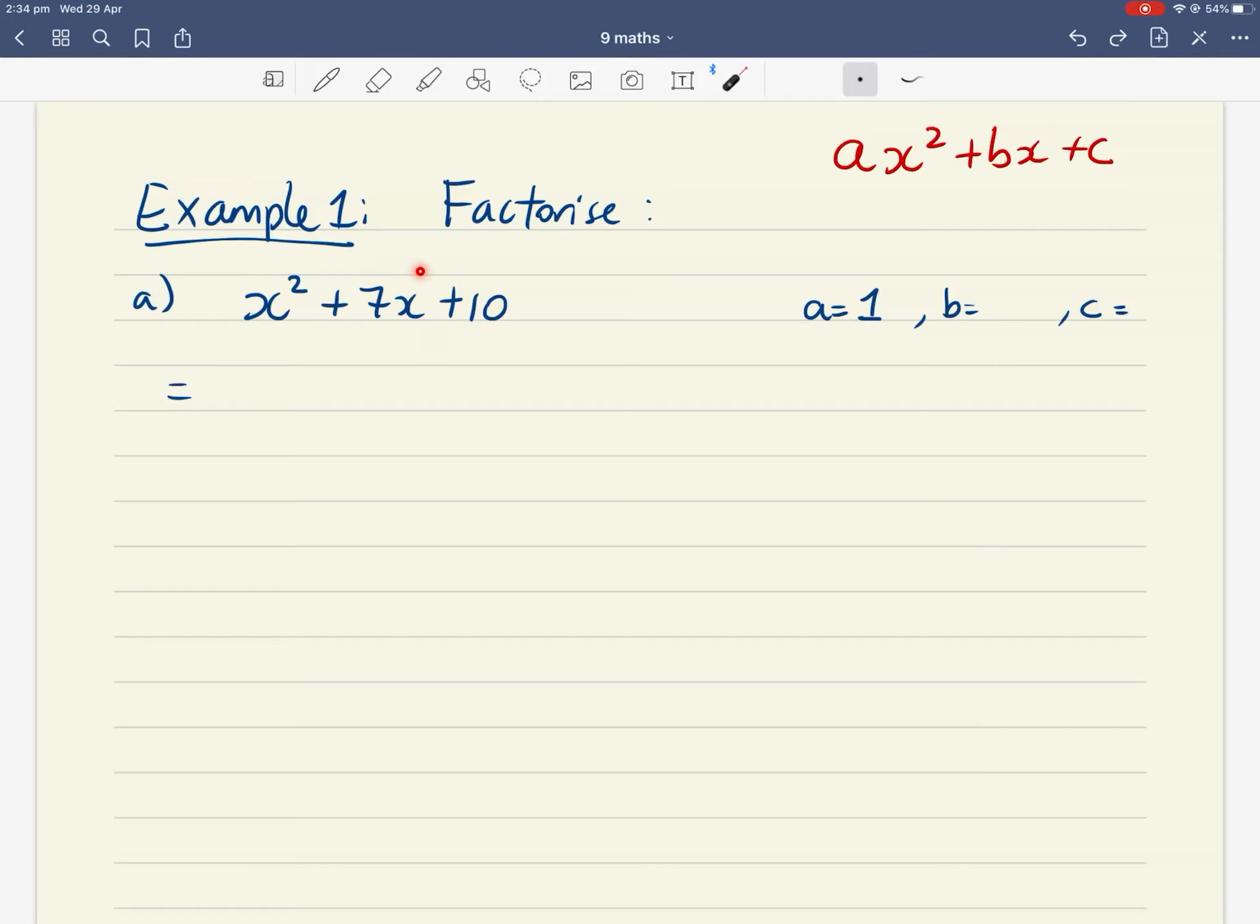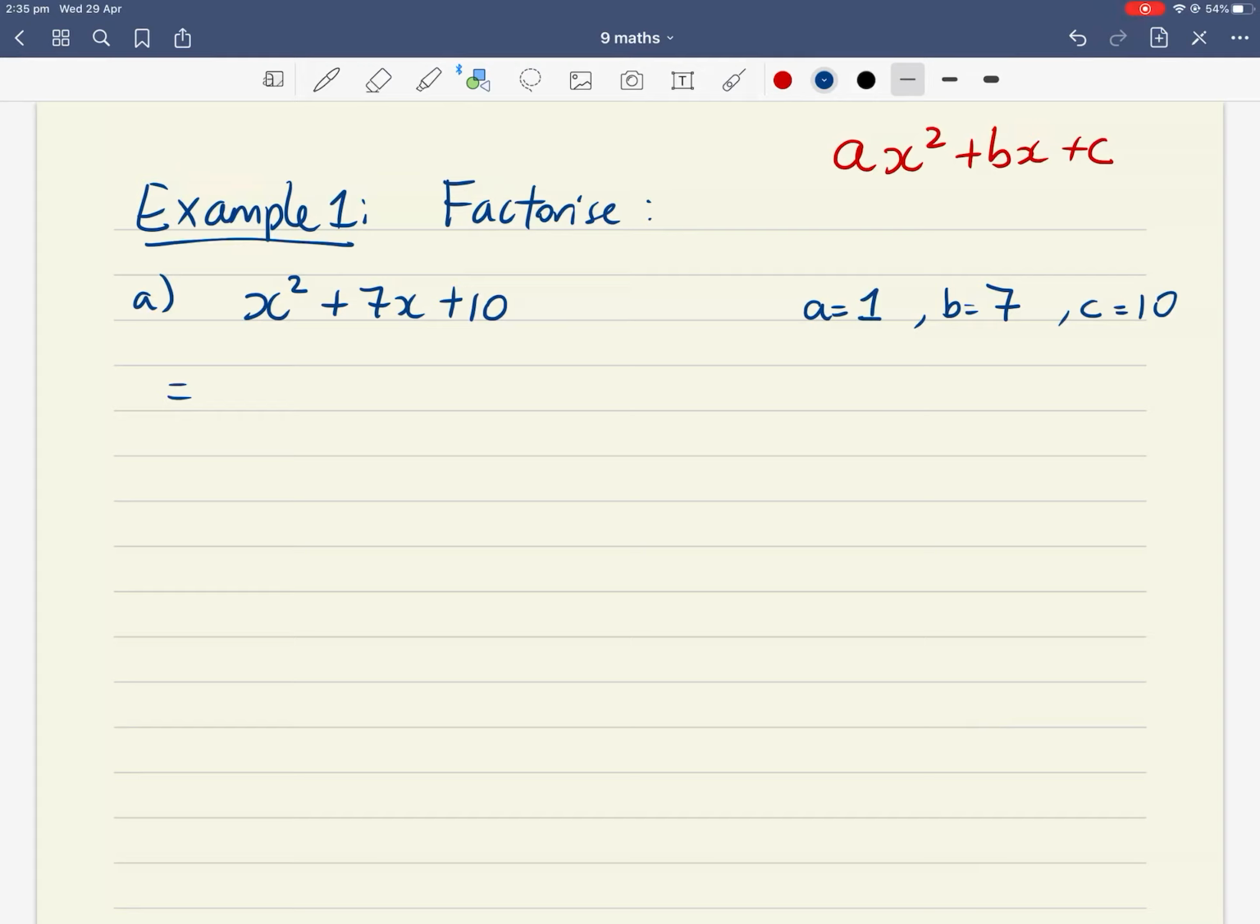B is always the number in front of your single x value. In our case, we have 7x, so the number in front of this single x is 7. So our b value is 7. And lastly, c is the single number. There's no x's attached to c. So c is your single number by itself. In this case, our c value is 10. So we would write our a, b, and c values on the side. So this is like a side calc.